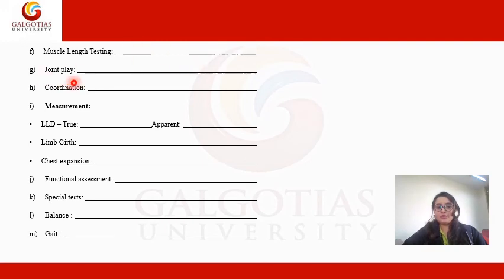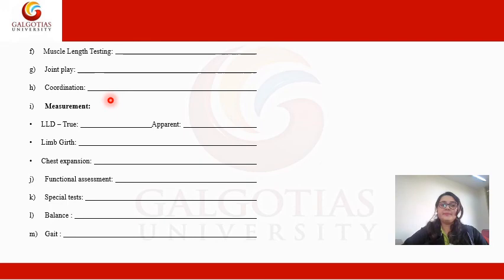Then I will go for joint play. Yes, joint play is very important. Joint play also has grades. We will see how much the joint is able to move freely, or whether there is any blockage or any kind of movement being restricted because of any pathology. Then coordination: if it's a muscular issue, generally coordination is not affected. If it is a neurological issue, we will use equilibrium and non-equilibrium tests to check coordination, but that is another topic.